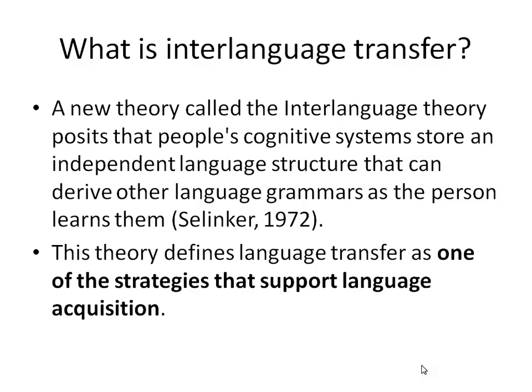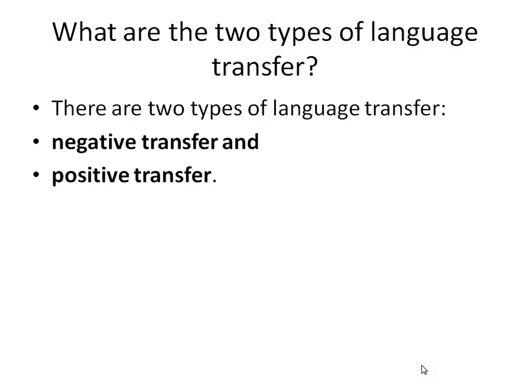The second page, make it 26, where is that? Second phase of interlanguage is language transfer. Language transfer, you know, the theory defines the transfer as one of the strategies that support language acquisition. Okay, and there are two kinds of language transfer: negative transfer and positive transfer.